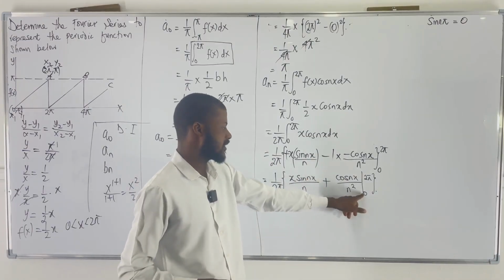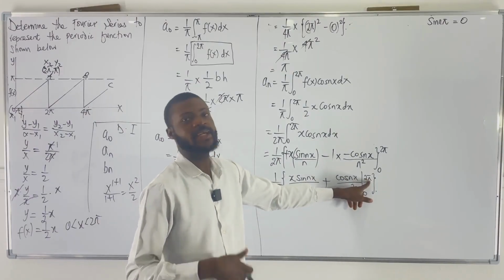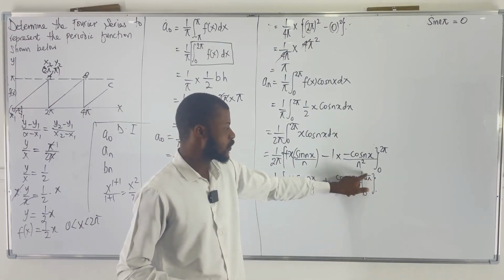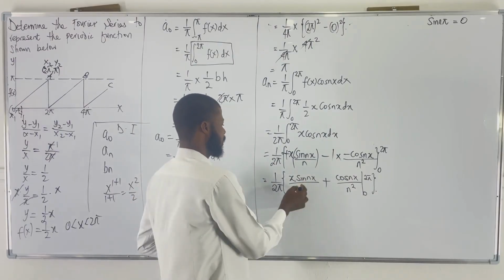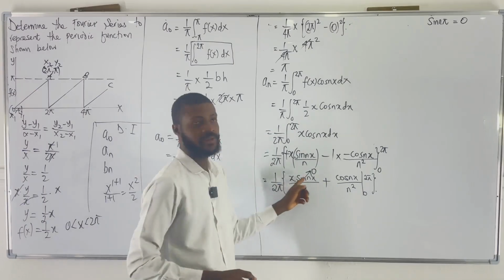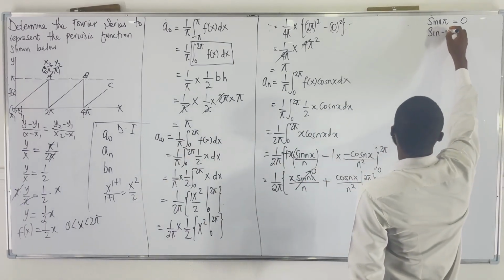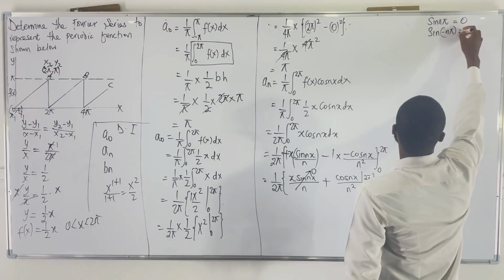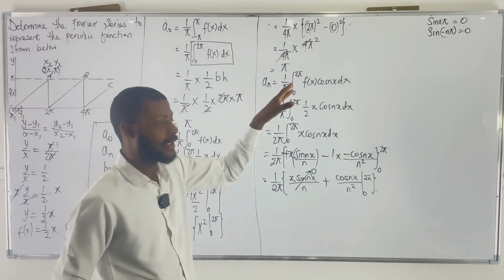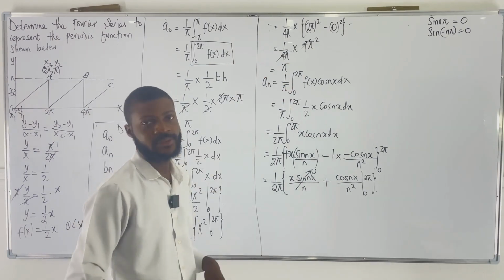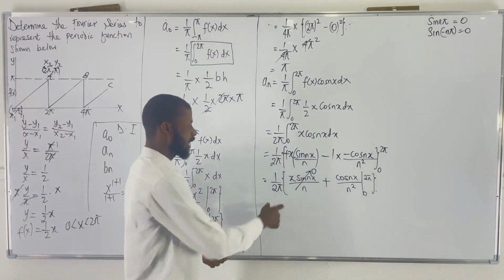Sine 0, when I put in 0 here, sine 0 is 0. Sine 2 pi is also 0. So for these two limits that I have here, the value of this whole part will definitely be 0. So this guy is gone. Also take note that sine of minus n pi is still 0. So anything that has to do with n pi, sine 0, they're all zeros. It's a special angle. So that guy is gone.